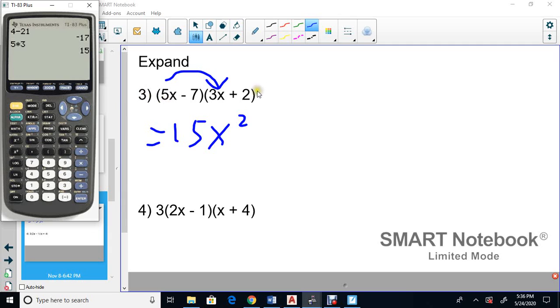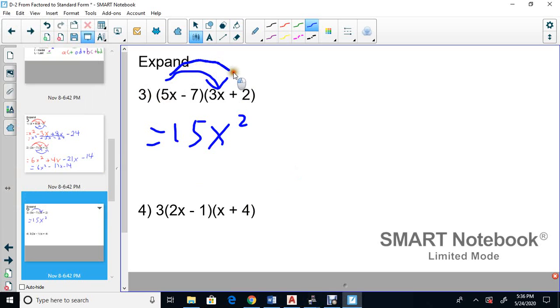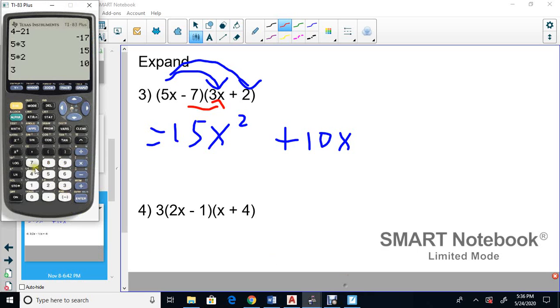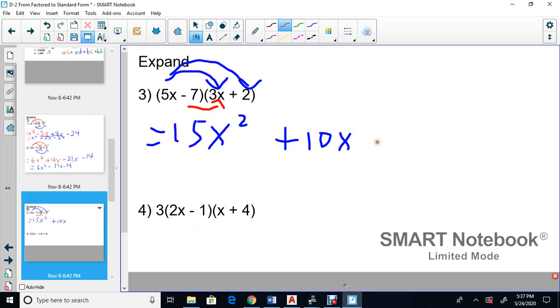Next one, 5 times 2. You can go to a calculator: 5 times 2 is 10. And the second term goes here to here. The second term is plus 10x. Next term, you multiply these two here, and that's negative 7 times 3. Negative 7, not 37, but negative 7 times 3. Negative 21x.